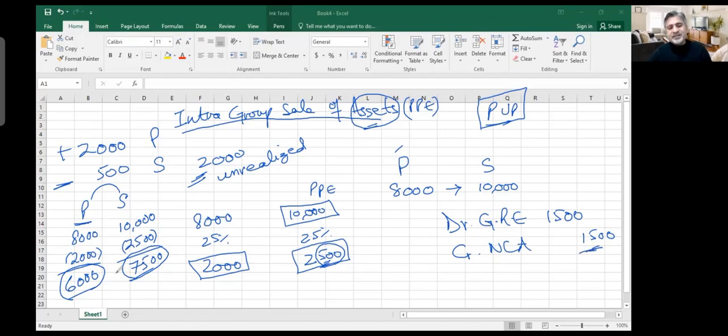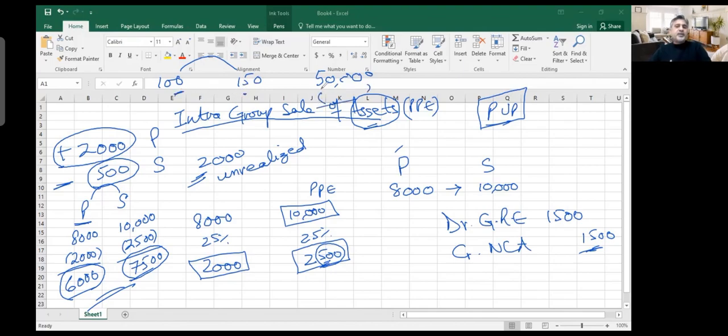Now you can do it this way, but this is a little longer. If you want to do it in an easier and quicker way, you should see how much is the profit charged and how much is the extra depreciation. The difference of these two you can calculate very quickly. For example, my asset was 100K and I sold it for 150K, so 50K was unrealized profit. Now, how much is the difference between the old depreciation and the new depreciation, the extra depreciation? You subtract that and you get the number. With that number, you say debit group retained earnings and credit non-current asset.